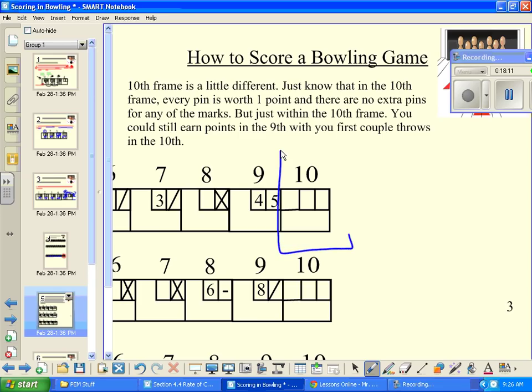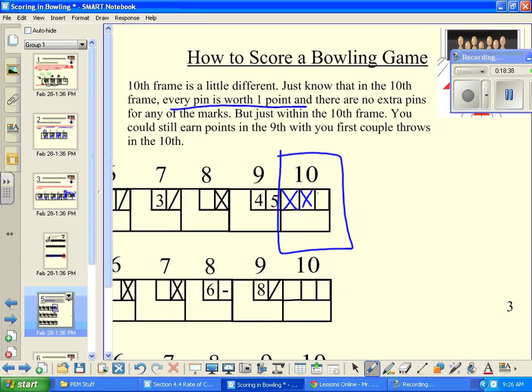Just in the 10th frame alone by itself, just know that all the pins you get down are worth 1 point. So you're just going to count up how many pins you knocked down in the 10th frame, and that's what the 10th frame is worth. So it works a little differently. In the 10th frame, if you get a spare at some point or a strike, you don't say, oh, 10 plus the next 2 throws. You just say, oh, I got down 10, 20, 23 pins, so you'd add 23 or whatever that might look like. So in this case, here would be 23.